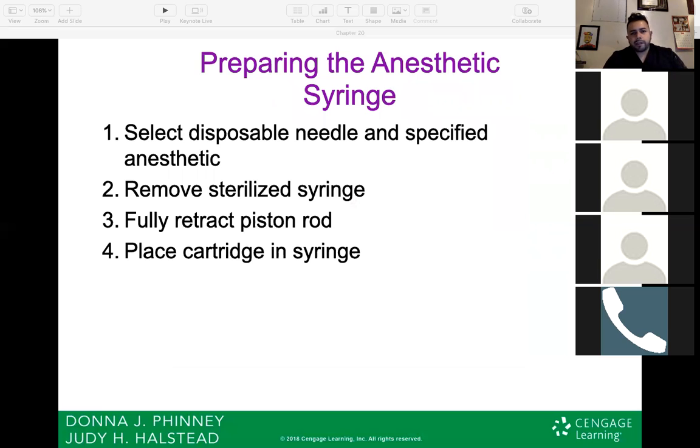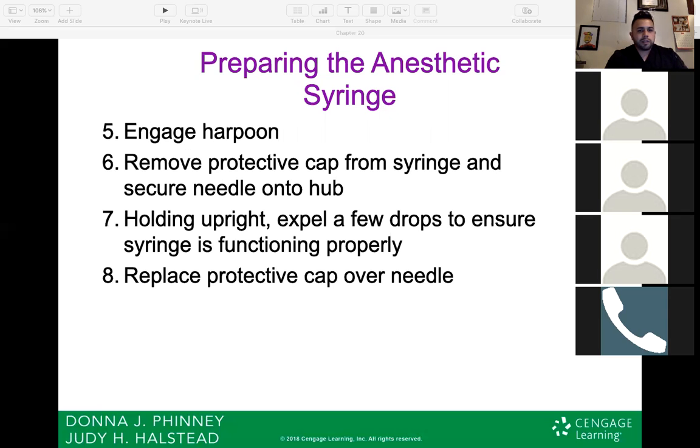So when you prepare an anesthetic syringe, you want to first select the correct needle that you're going to be using, and this is mostly going to be from your doctor's preferences. Go ahead and remove the sterilized syringe from the packet, and then fully retract the piston rod. So you want to pull on that anesthetic syringe so it's fully retracted, and then place the cartridge into the syringe. Okay, then you want to engage the harpoon. And by that, you'll have the syringe, and then pretend this is the little thumb ring. You just want to very carefully but forcefully tap it with your palm.